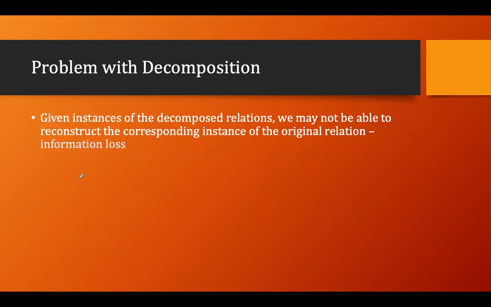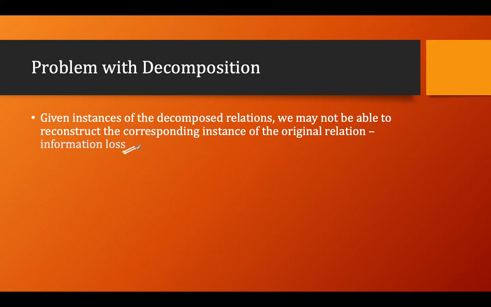Now, what are the problems that we'll get in the decomposition? Given instances of the decomposed relations, we may not be able to reconstruct the corresponding instance of the original relation: information loss. What it is saying is that the problem we'll get in decomposition is information loss. What is the meaning of information loss?